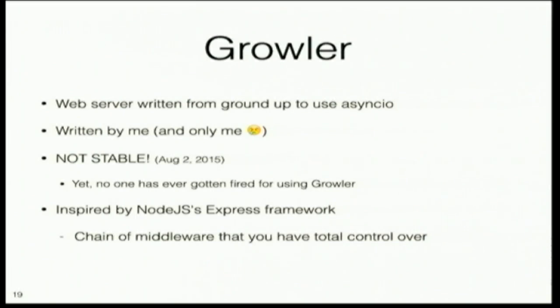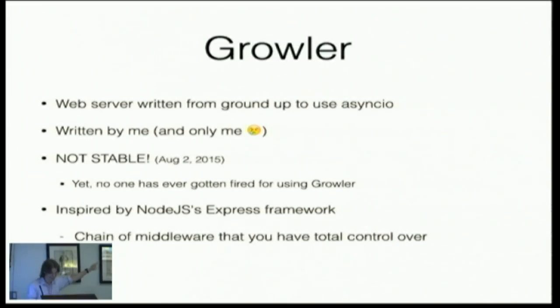It's written from the ground up to use asyncio. It's written by me and only me right now, so if anyone wants to fork it on GitHub, that's fine. I'm going to tell you it's not stable right now. I'm constantly changing things. But I can say with confidence that no one has ever gotten fired for using Growler, or for suggesting to use Growler. I probably won't be able to say that in 2 days. It was inspired by Node.js's Express framework, which is a chain of middleware where you explicitly tell your application what to do.